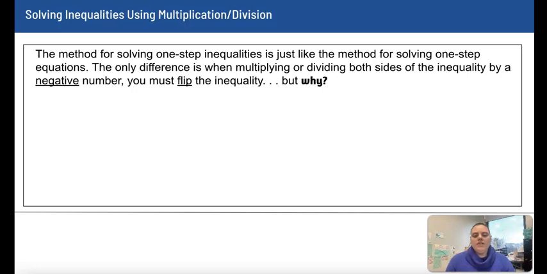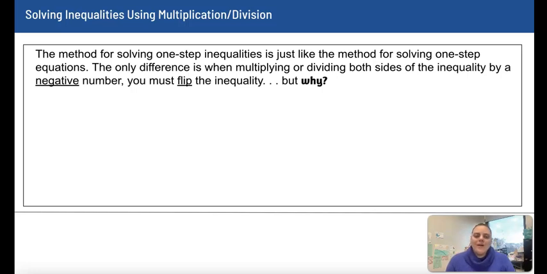The method for solving any one-step inequality is just like the method for solving one-step equations, like we saw in the last lesson. However, there is a difference. The only difference is when multiplying or dividing both sides of the inequality by a negative number, you are going to flip the inequality. Make sure you write down those words that are underlined.